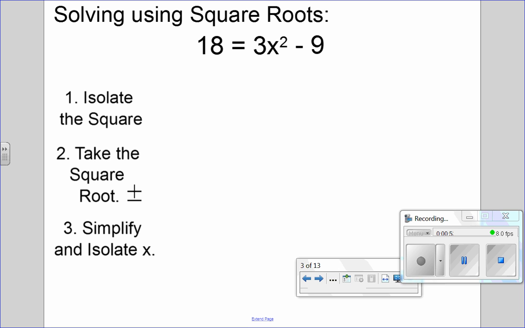Who thinks they know step 1? Kaylee. Add 9 is correct. Good job. Congratulations. Found myself a scholar over there. So 27 equals 3x squared.